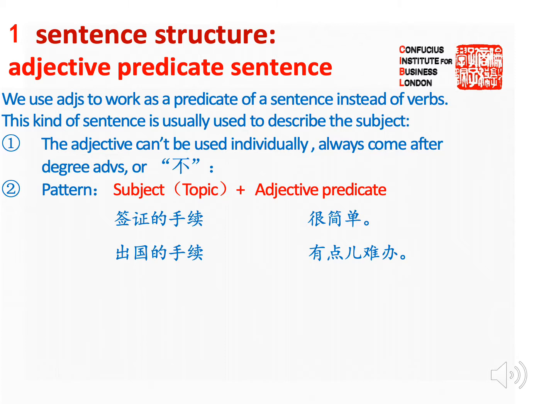Okay, let's look at the pattern: subject or topic, and adjective predicate. So the structure is very simple. Okay, 签证的手续, the procedure of the visa. 很简单 is simple. So here 很 doesn't really mean very much, but it is used to help form the structure.